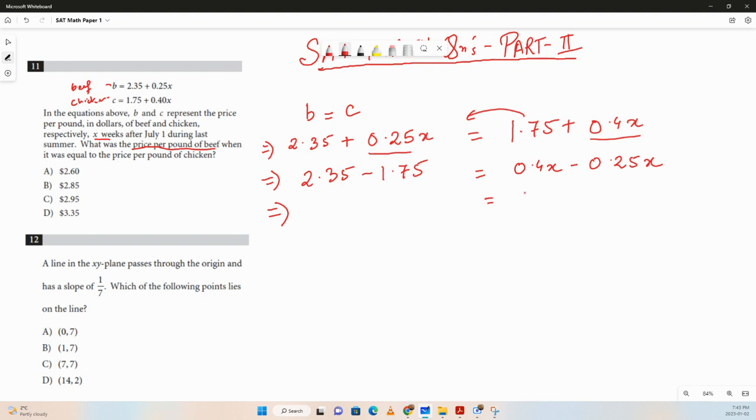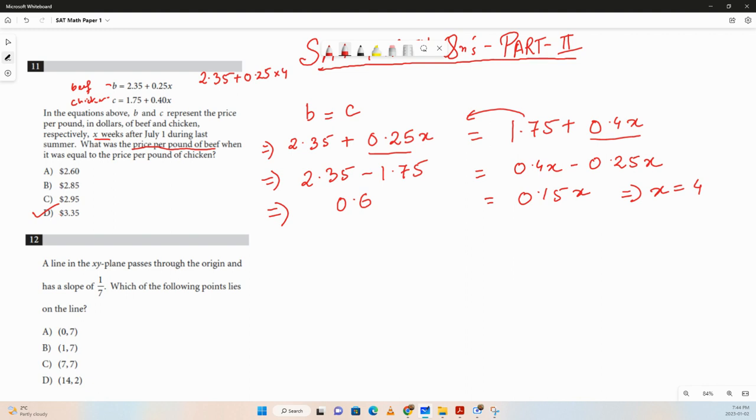So here we get 0.15x, and here 2.35 minus 1.75 is 0.6, right? So 0.15x is equal to 0.6, or we can write x is equal to 4, right? So now we'll put x equal to 4 in B, because we are asked the price per pound of beef. So we have 2.35 plus 0.25 times 4. So 0.25 times 4 is 1. So 2.35 plus 1 is 3.35. So D is the correct answer.